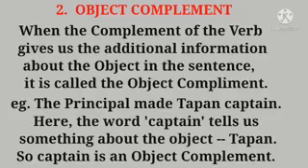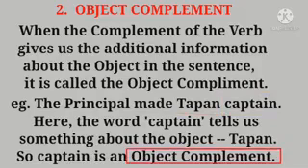Second is object complement. When the complement of a verb gives us additional information about the object in the sentence, it is called the object complement. For example, the principal made Tapan captain. Here the word captain tells us something about the object Tapan. So captain is an object complement.